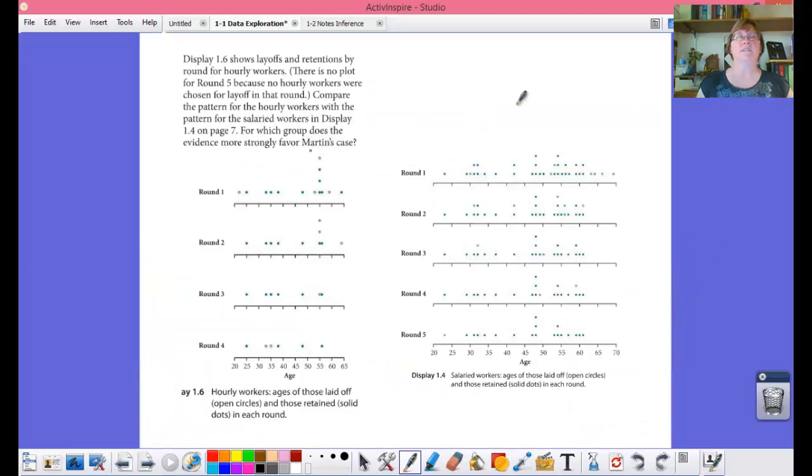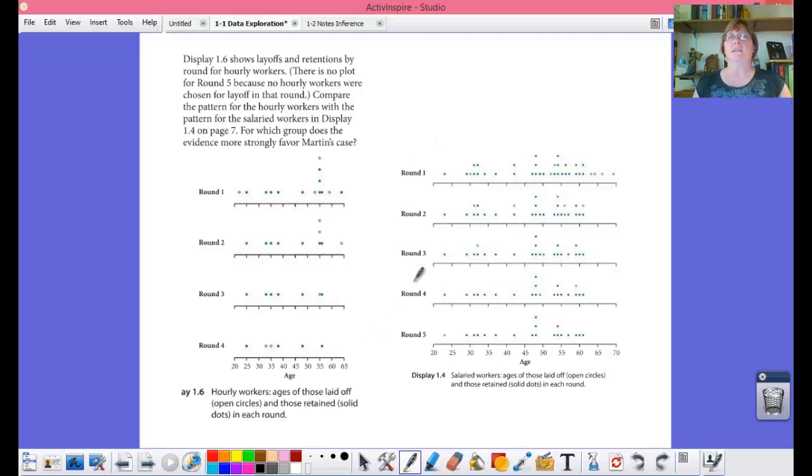This is our last activity of the day, and these 2 sets of dot plots were shown in your textbook, so I clipped these out of your textbook. This display shows the hourly workers. Those are the 14 that we've been discussing. The ages of those laid off are in open circles, and those retained are solid in each round. So as you look at it, here's round 1. Anybody with an open circle was laid off. So this one was laid off, that one was laid off, etc. By the time we get to the end, we had 1, 2, 3, 4 of the hourly workers left with age ranges really across the board.